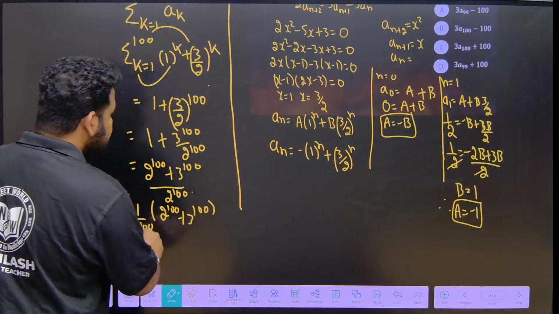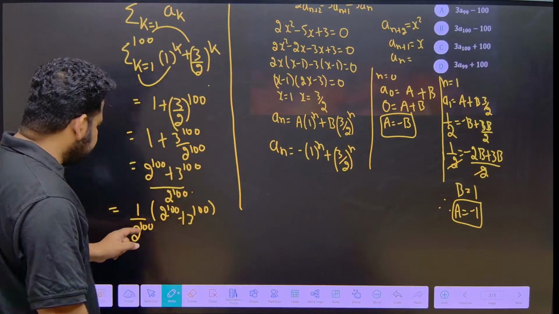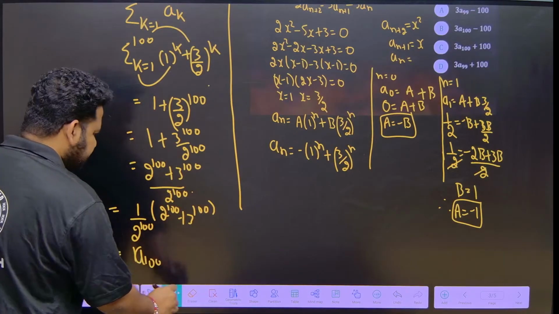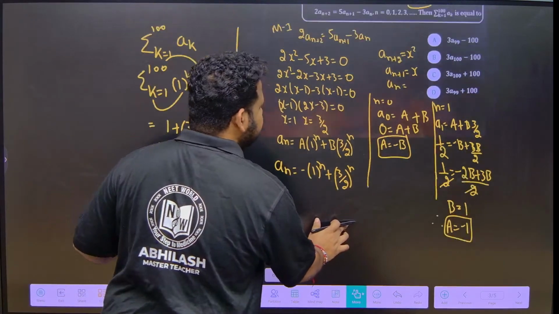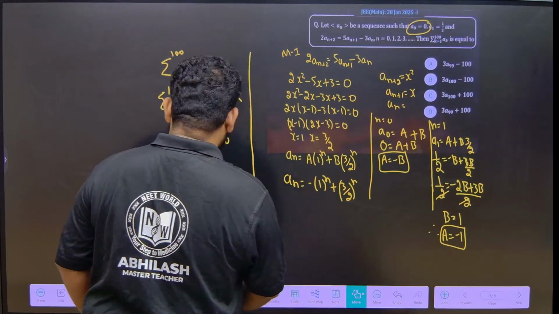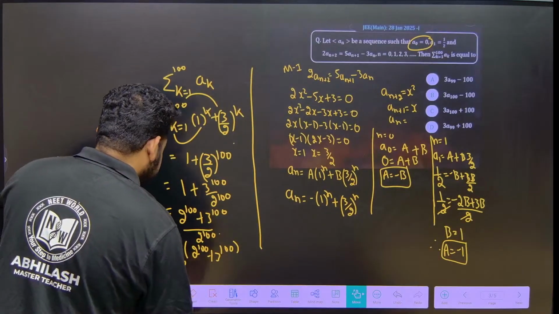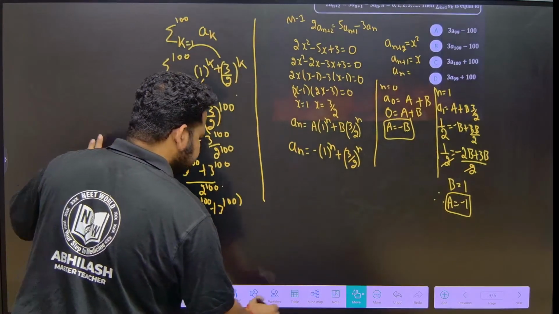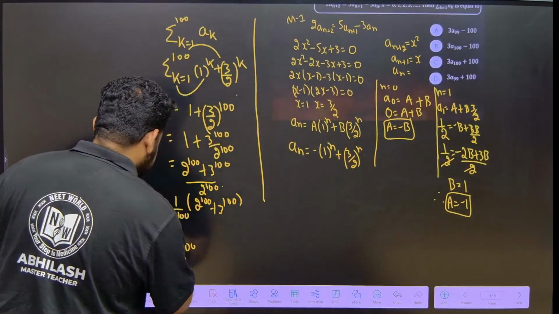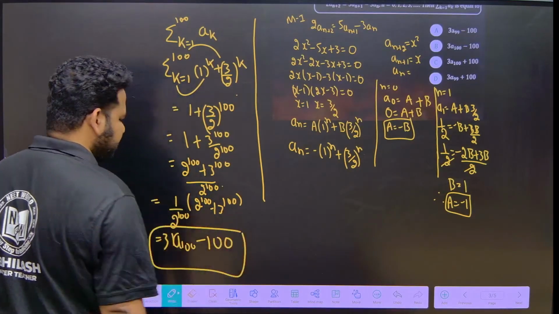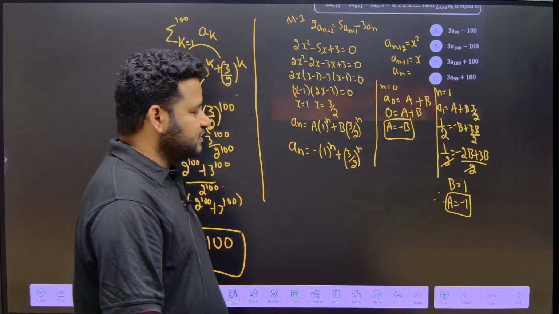Okay, 1 by 2 is nothing but A1, but here 100 is there, so this will give us A100. Further simplification, we will get A100. 3 is also there, so we will get 3 times A by A100. I know this is a little complex to understand, so we will get 3 times A by 100 minus 100. This is what we will get. Further simplification. This is the first method we will follow.